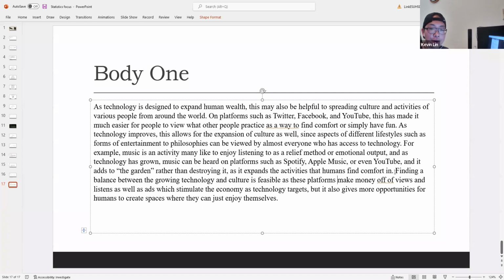And the student ends off with finding a balance between the growing technology and culture is feasible, as these platforms make money off of views and listens, as well as ads, which stimulate the economy as technology targets. But it also gives more opportunities for humans to create spaces where they can enjoy themselves. And that's nice. That's what harmony is, right? You make that money, you make that peaceful area for the garden, put them together. There you go. You prove your point.